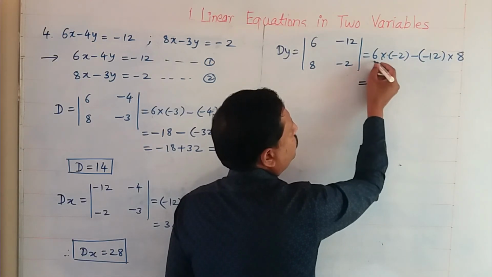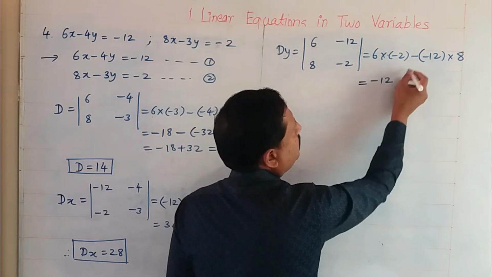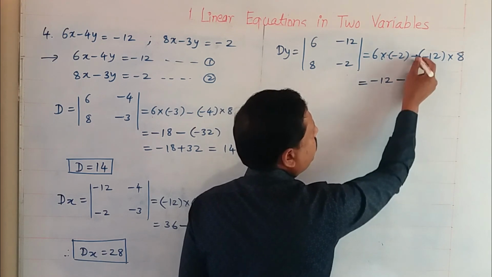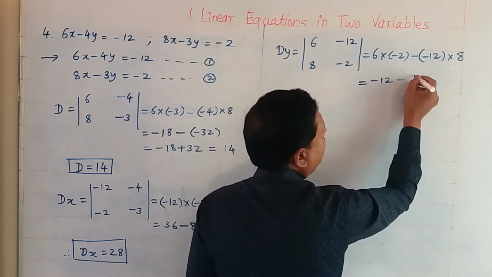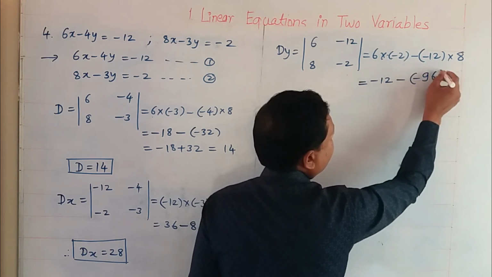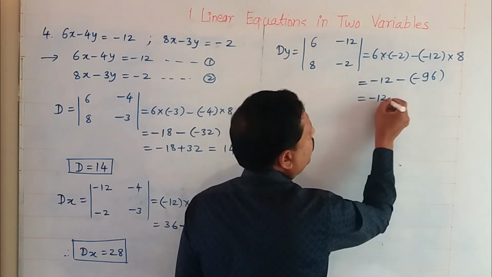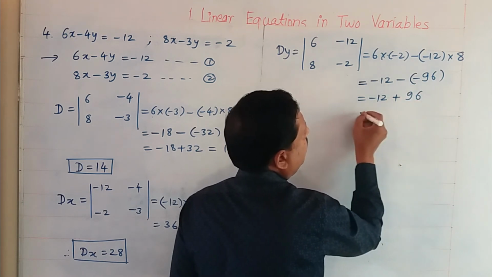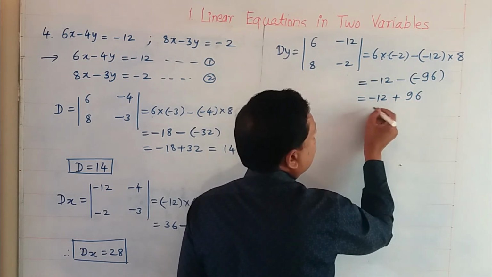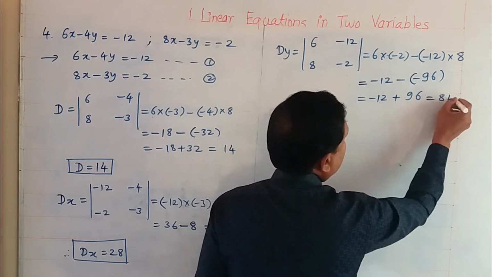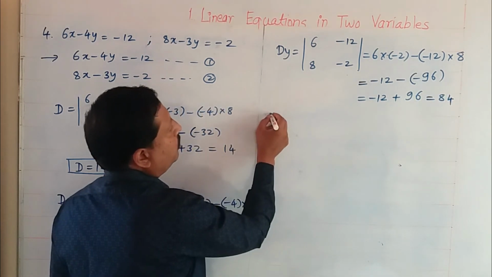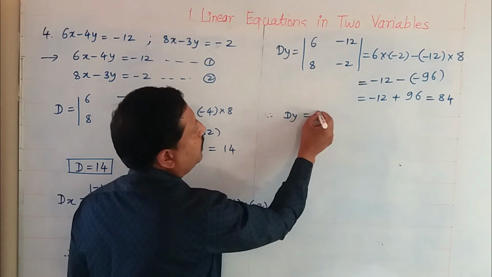It is equal to 6 2s are minus 12, keep this negative as it is here, and 12 8s are 96, but negative 96. So it is equal to minus 12 minus 96, and the answer is... 96 minus 12 will be 84. Hence here the value of the determinant dy is equal to 84.